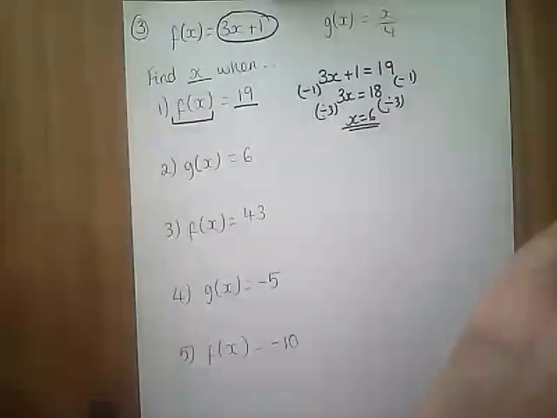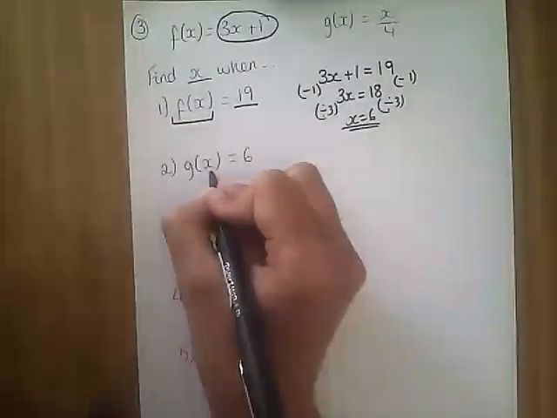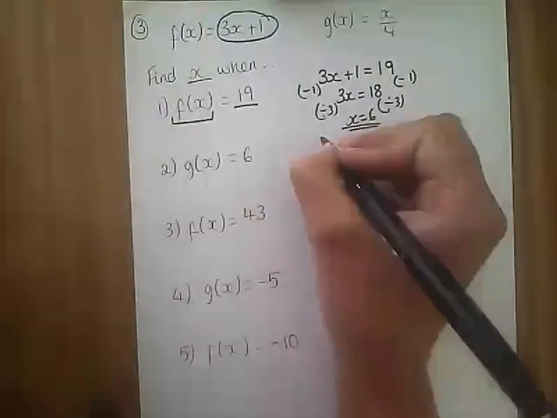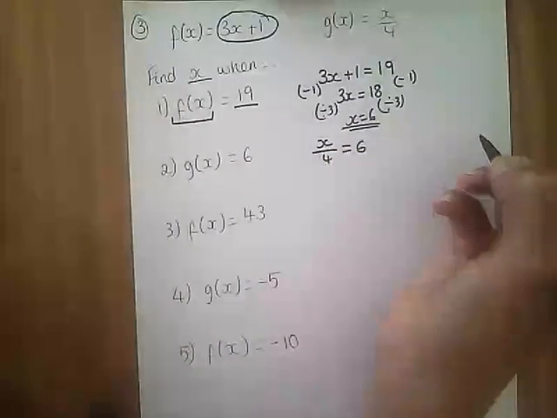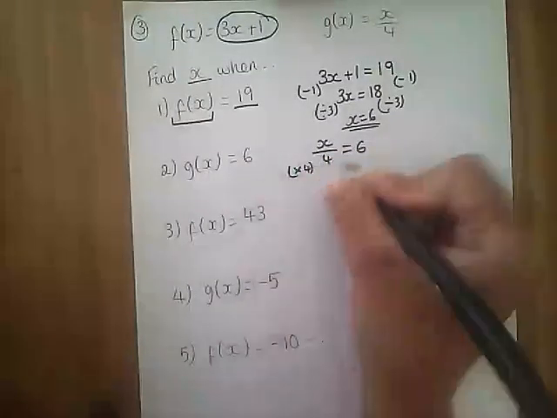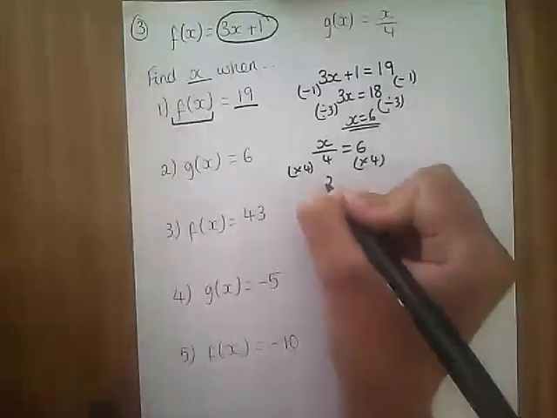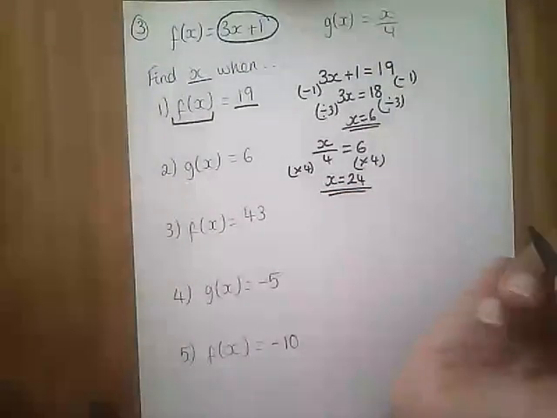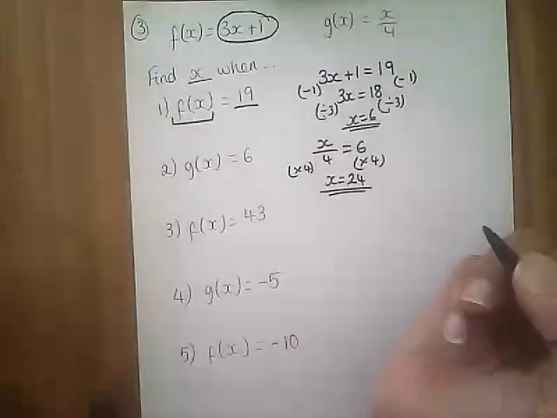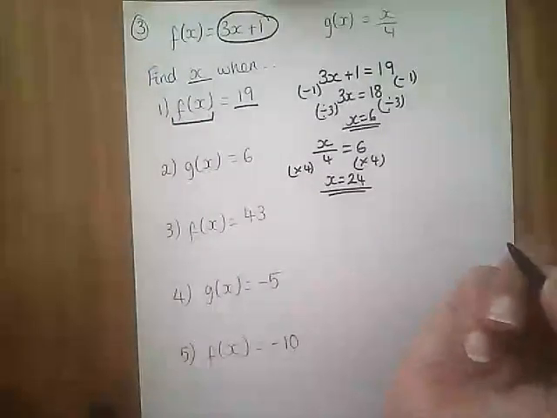Same thing here. So we've been given g of x and we've been told it equals 6. So we've got x over 4 equals 6. How do I find x? Well, the opposite of dividing by 4 is to times by 4. So x equals 24. As I say, if you're confused about this, you need to go back to the videos on 1 step and 2 step solving equations.